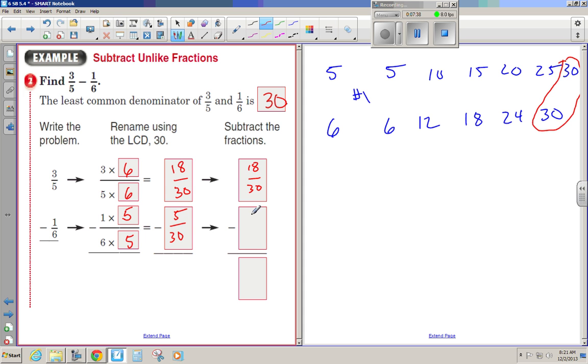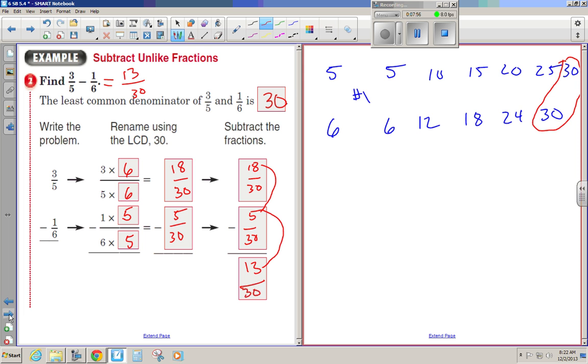And when we multiply this, you get 18 thirtieths minus 5 thirtieths. And just like before, you keep the denominator the same, but you add or subtract the numerator. So 18 minus 5 is 13 thirtieths. So my answer ends up being 13 thirtieths.